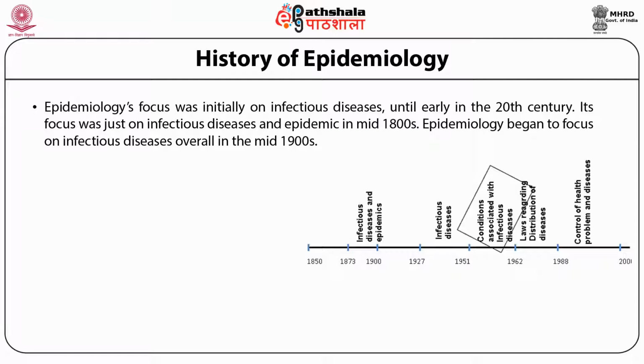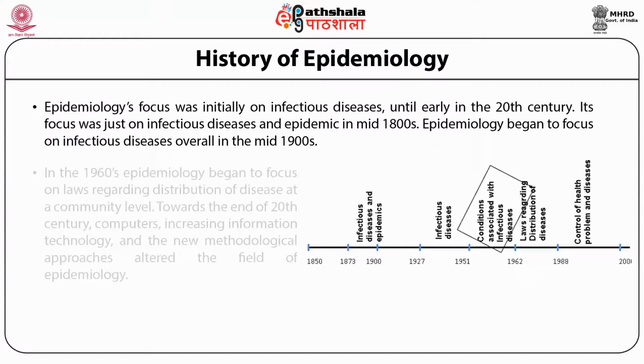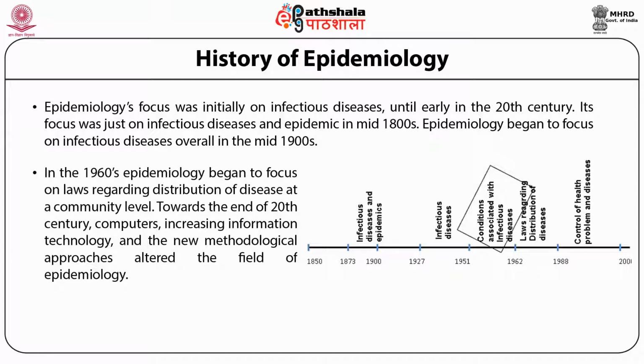If you look at the figure, it describes that the focus was just on infectious diseases and epidemics in the mid-1800s. Epidemiology began to focus on infectious disease overall in the mid-1900s. By the mid-1950s, epidemiology's focus included not just infectious disease but specific conditions associated with them. In the 1960s, epidemiology began to focus on laws regarding the distribution of disease at a community level.